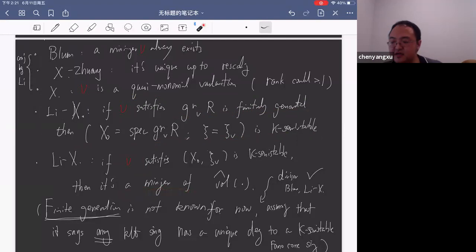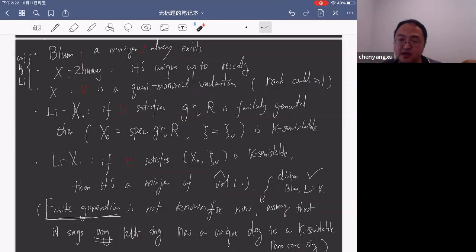But if you prove that you have all this kind of information, then you show that this minimizes this function. So in other words, we have two equivalent definitions of the same valuation, or the same value up to rescaling. One is to consider it as a minimizer, and another one is to consider it as some valuation which induces a degeneration to some K-semistable one. Basically, assuming every minimizer is finitely generated, these two are just an equivalent definition of the same thing.